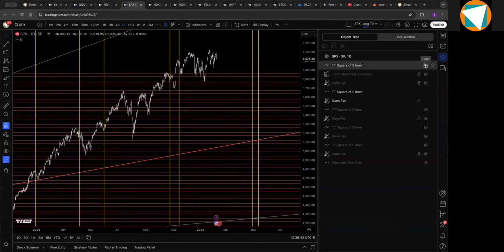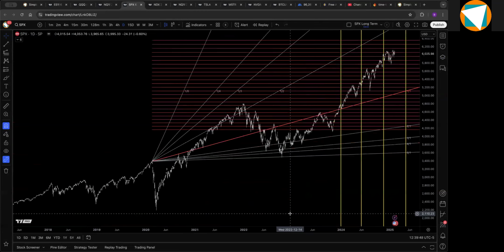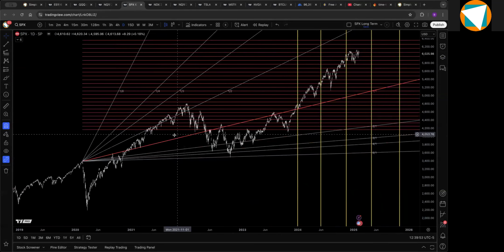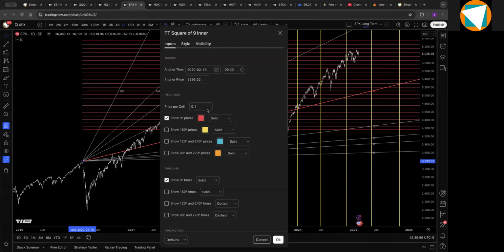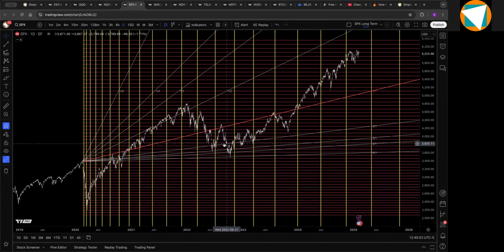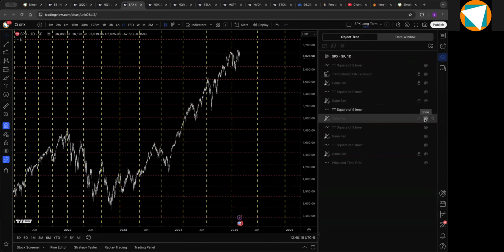And what I want to show is kind of the next square of nine in Gann fan. And again, this is anchored to the pre-COVID top. And the same scaling, 0.1. And we can see here how some of these Gann fan levels over here provided great support at the bottom of the 2022 bear market. Okay. But we don't have a lot of fans up here interacting with price at the moment. Okay. So I'll show you how we get around that shortly.